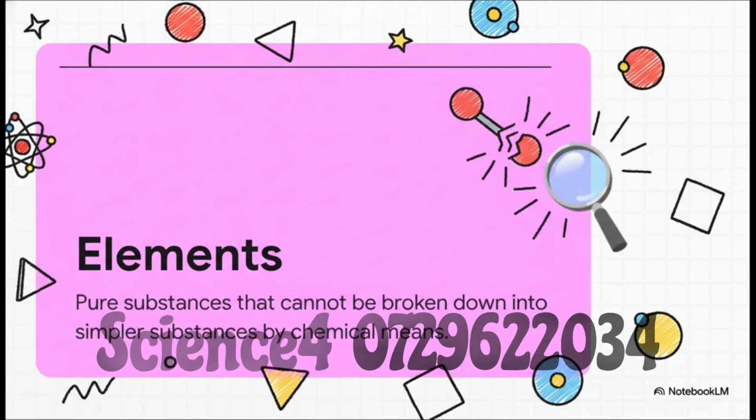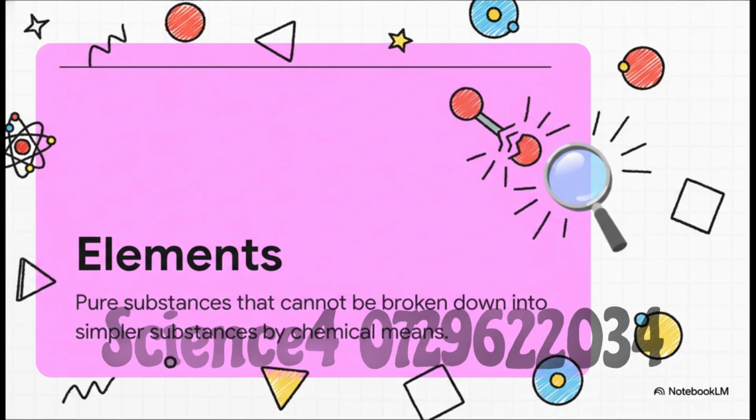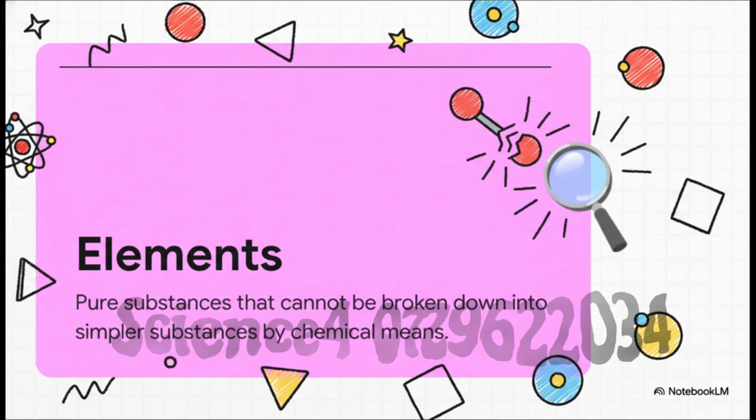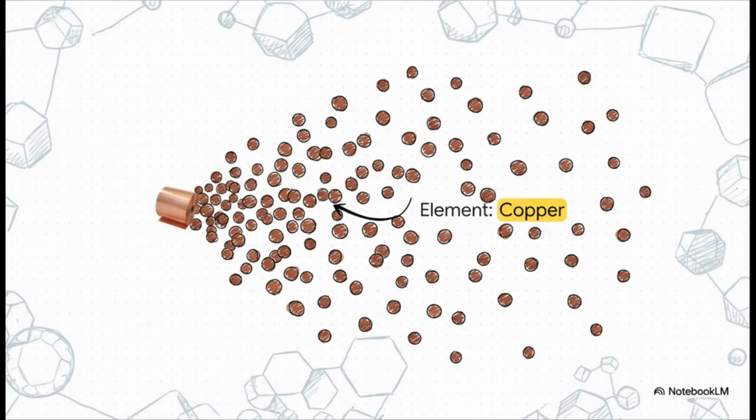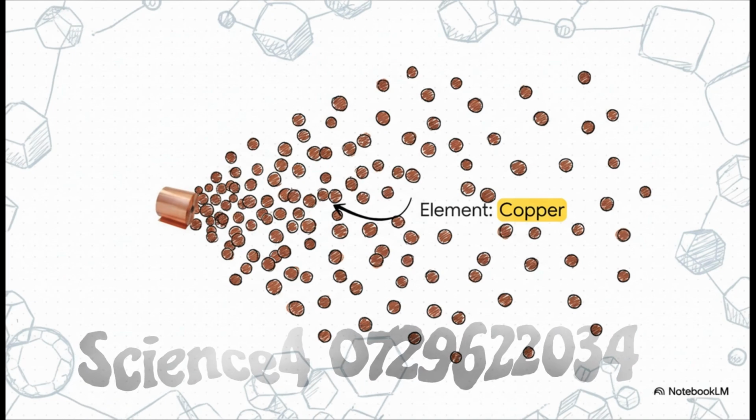At the most basic level, you've got what we call elements. You can think of them like the Lego bricks of the universe. They're the pure, fundamental substances. You just can't break them down into anything simpler, at least not with chemistry. Like copper here. Every single particle in this chunk of metal is a copper particle. It's just copper, pure and simple.